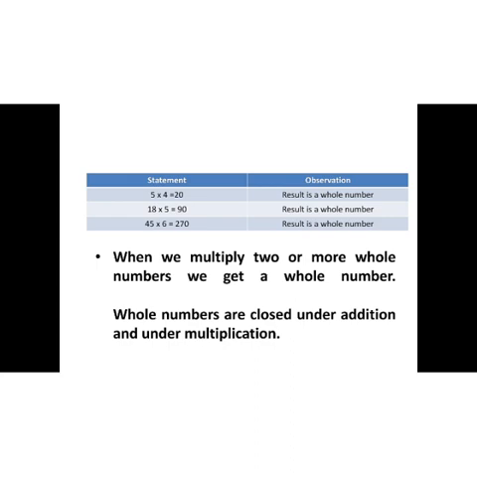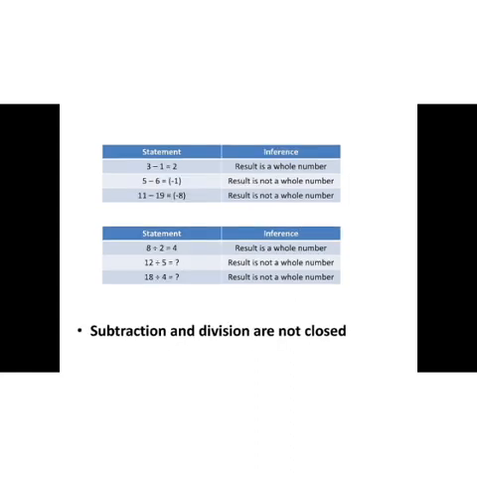So, looking at these examples, we can say that when we multiply two or more whole numbers, we get a whole number. So, in general, we can say that whole numbers are closed under addition and multiplication.